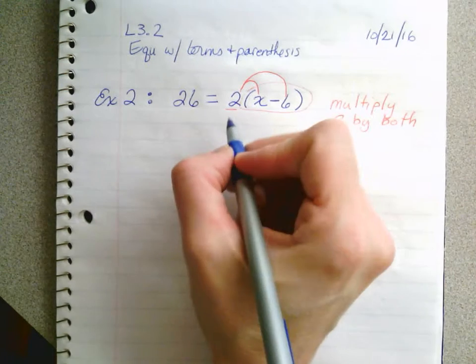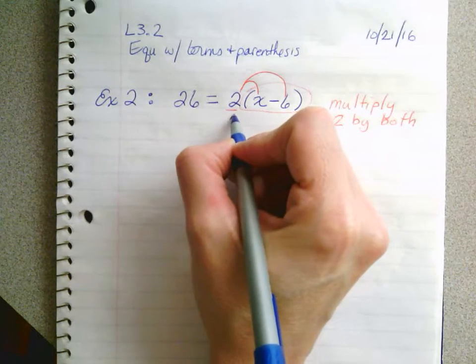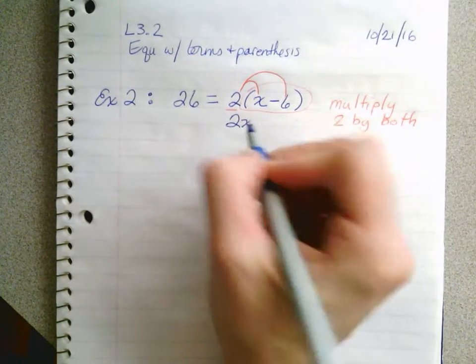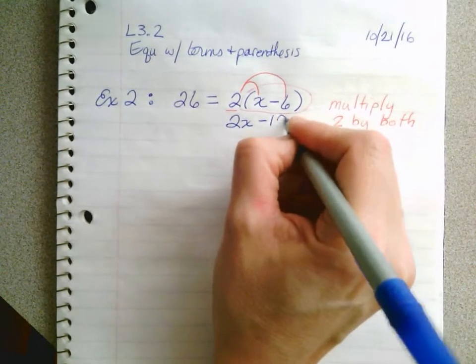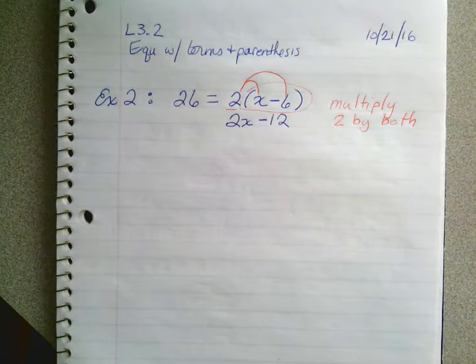Hope, what's 2 times x? And what is 2 times negative 6? Bravo. Okay, does everybody see that?